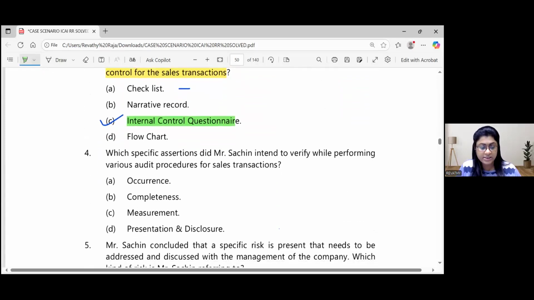Okay. Next. Did you see many questions which we discussed, that most of the times there's a question about the assertion? Did you ever notice that? Most of the times there's a question regarding the assertions. Assertions are very important. Read. Which specific assertion did Sachin intend to verify while performing procedures relating to sales transaction?